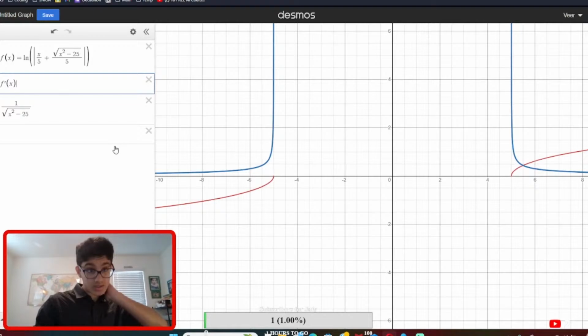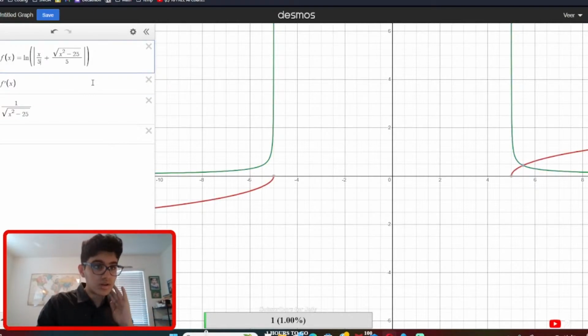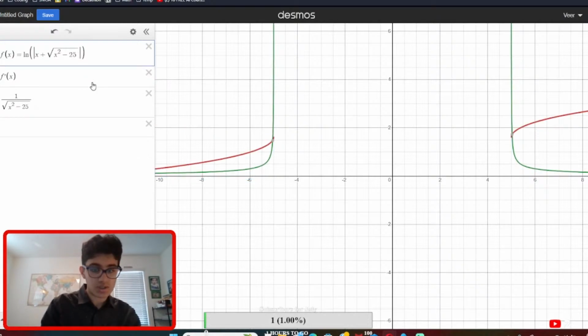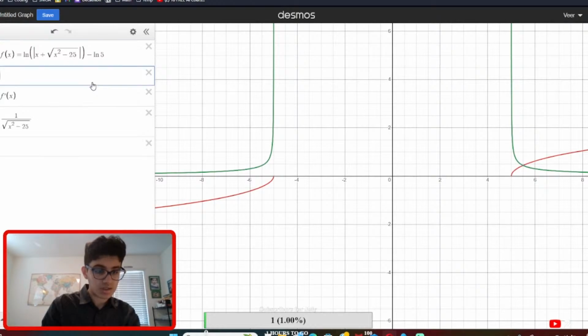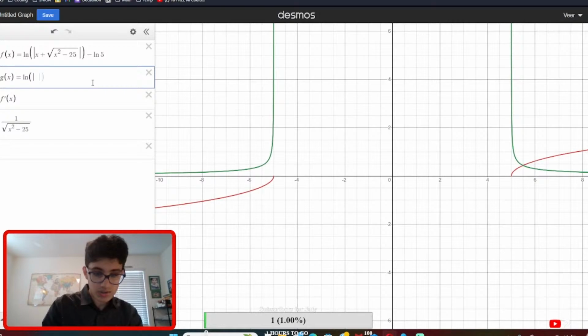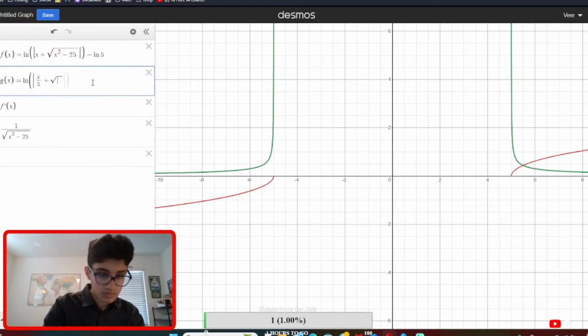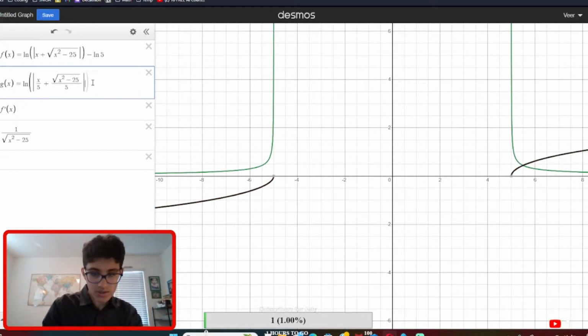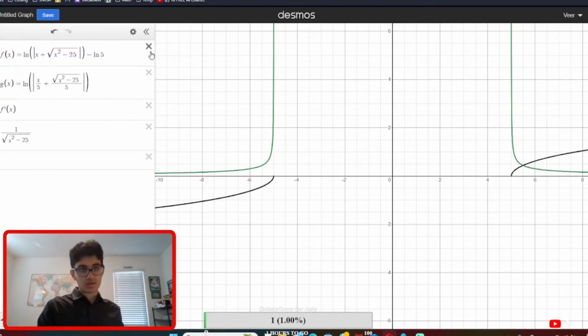And now I understand why as well, because over here the denominator never matters. Even over here you can just write that as minus natural log of 5, and that's the exact same thing as this. Yeah, you can see the black line went right over the red line, right? So they're the same thing. That makes sense now. So good, that's gone.